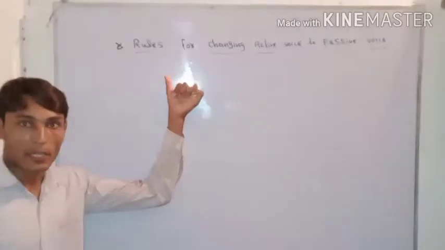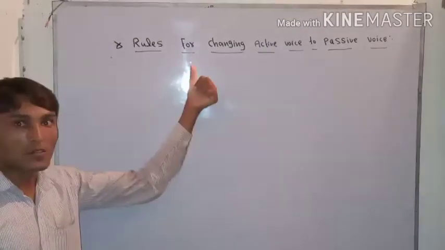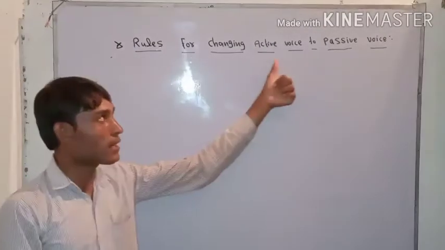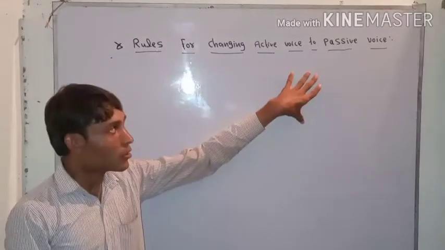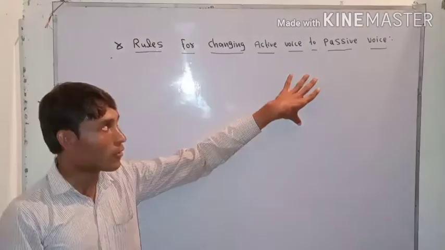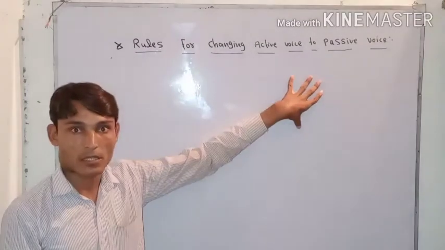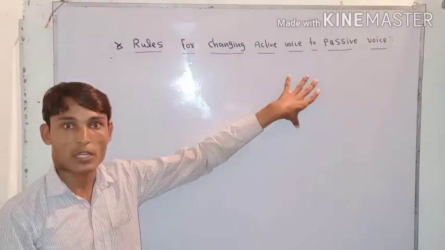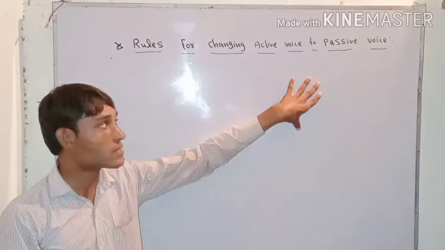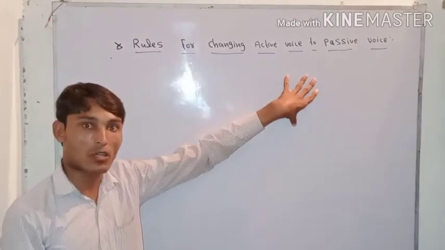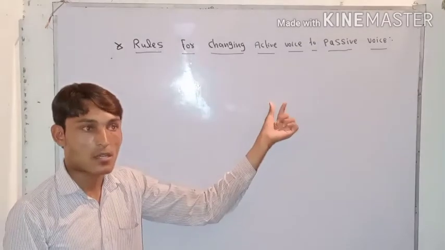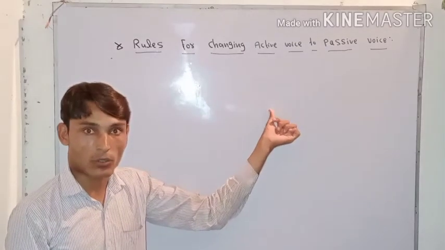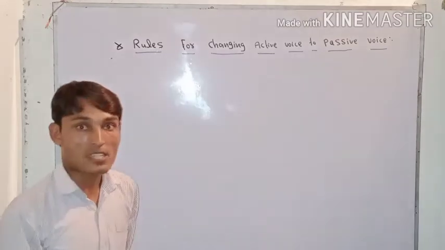In this video, I would like to teach you rules for changing active voice to passive voice. These rules will work only for the assertive sentence. Assertive sentences, or we can also call them declarative sentences, are sentences that declare something, which is called declarative. It may be affirmative or negative. So let's discuss that. We have 7 rules.